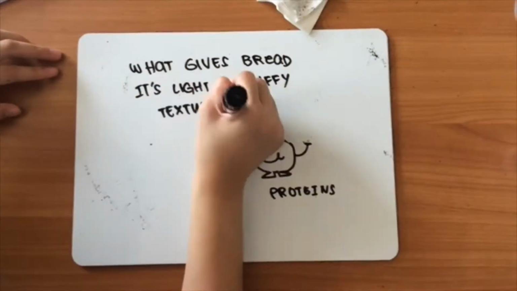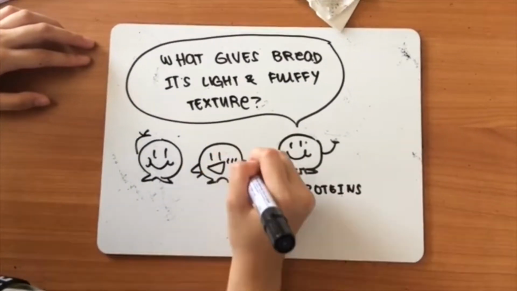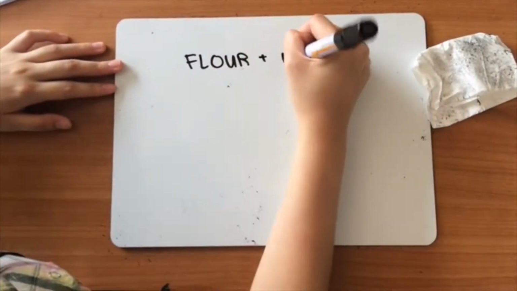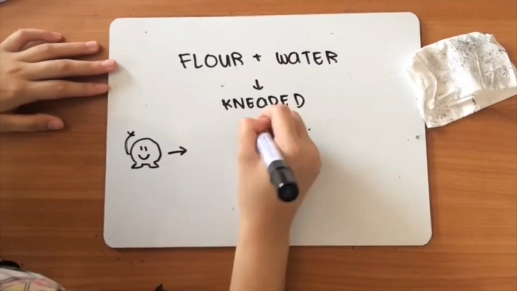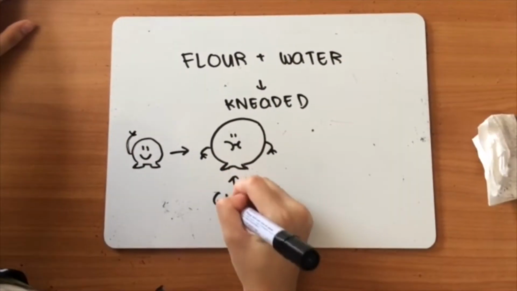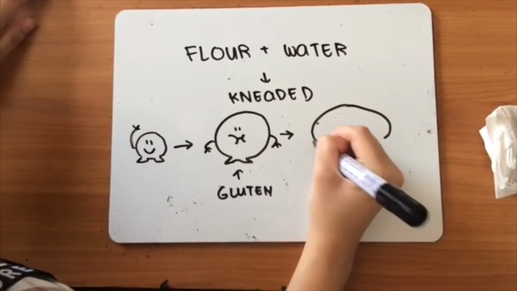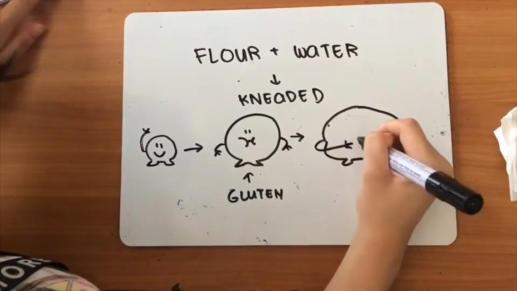What gives bread its slight, fluffy texture? It comes from 2 proteins, gliadin and glutenin, found in flour. When flour and water is mixed and kneaded, these proteins swell up and form a tough elastic substance called gluten. Gluten in turn can stretch and trap the gas that makes dough rise. But where does this gas come from?